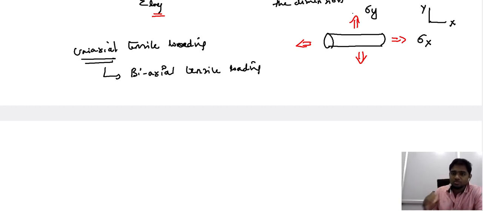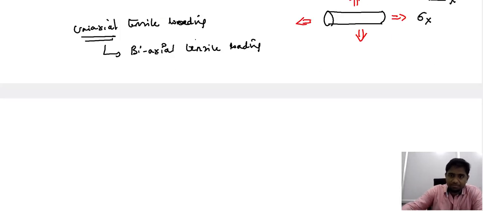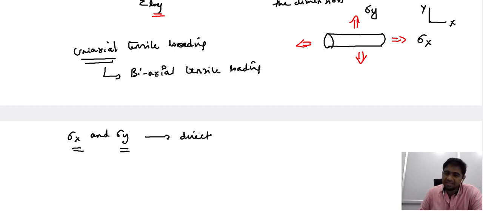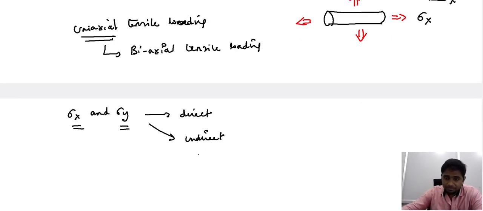Now the response offered by a three-dimensional sample material to a loading condition that involves both. So we are imposing sigma x and sigma y simultaneously. Biaxial loading involves these two stresses that are simultaneously imposed on the material. In this case we have two responses offered by the material. For our discussion's sake, we can call one a direct response and the other an indirect response.